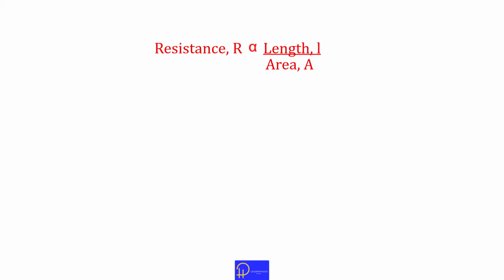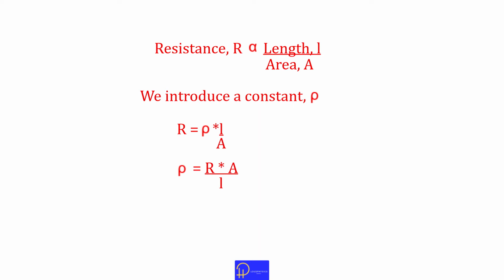From the foregoing, we've seen that resistance is proportional to length and inversely proportional to area. So when we put the two together, we have R proportional to L over A. But let's introduce a constant to do away with the proportionality sign. The constant that is introduced is rho, which is the resistivity. That gives us R equals rho times L over A. Resistivity, therefore, is equal to resistance times area all over length.